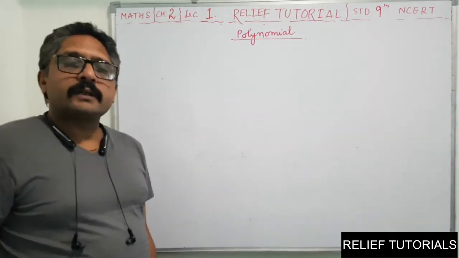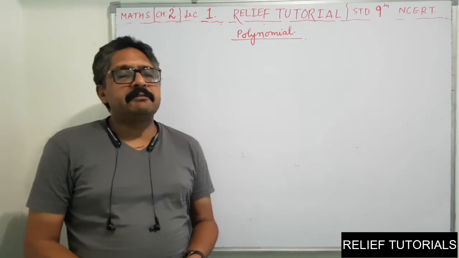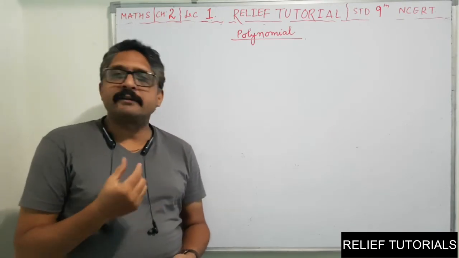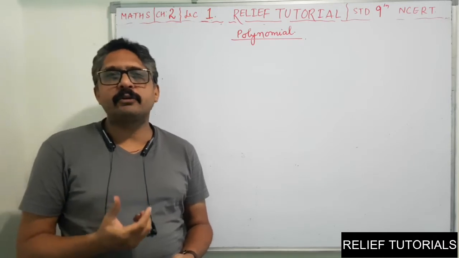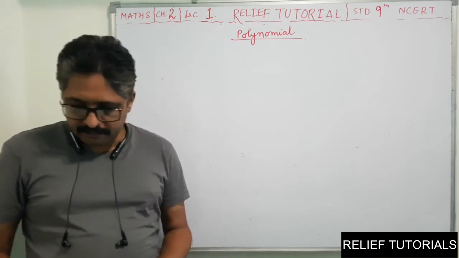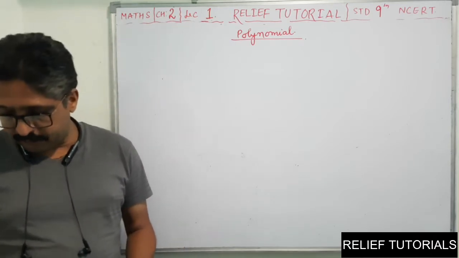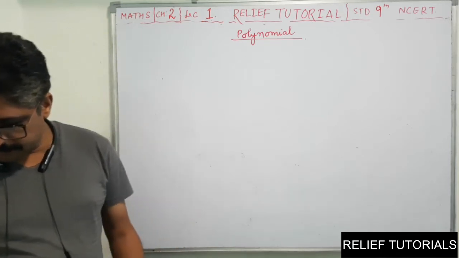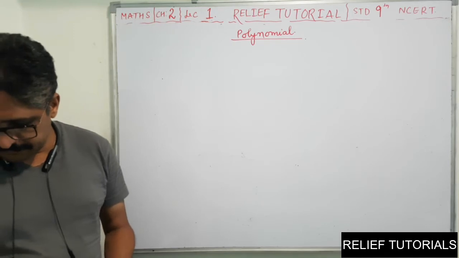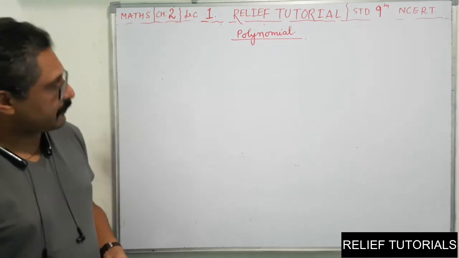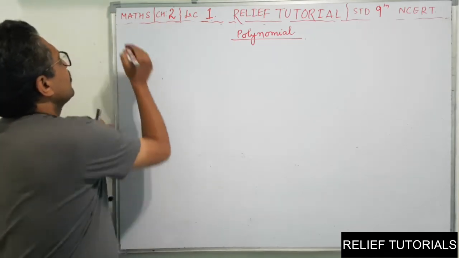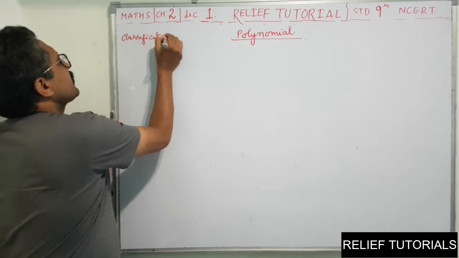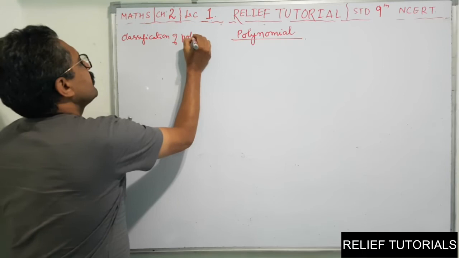So we have learned what is algebraic expression, when a given expression is a polynomial. Then we have learned about the term and coefficients. Then we have talked about degree of polynomial. Now we will discuss types of polynomial. Classification of polynomial, we will see.